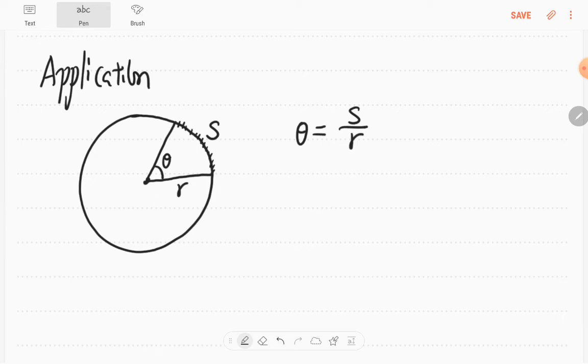S over r radians. But if we rewrite this, we multiply r on both sides, then you will have s equal to r times theta. So in other words, if we know r and we know theta in radians, then we can calculate the arc length by taking the multiplication, right? So here, one thing you should be careful about is theta is in radians, not in degrees.